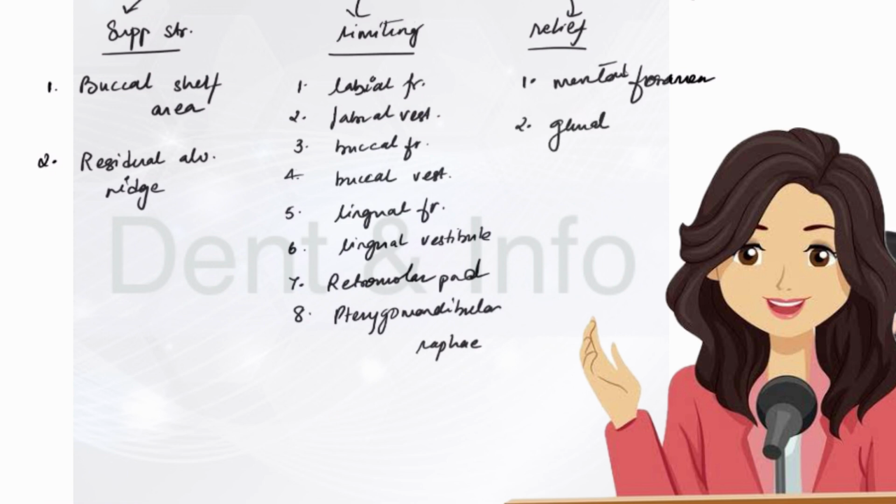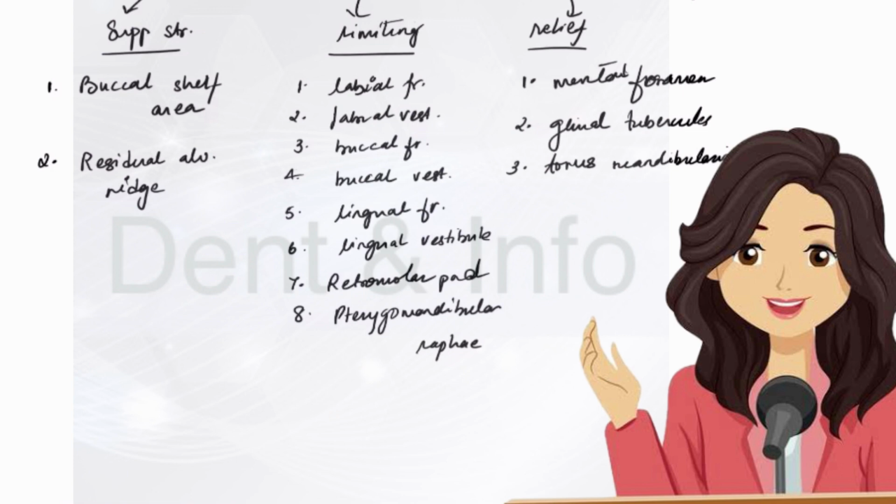Second is your genial tubercles, right? That is what you need to relieve. Third is your torus mandibularis. Now, this is something that we missed covering in the maxilla, so I'll just briefly tell you.